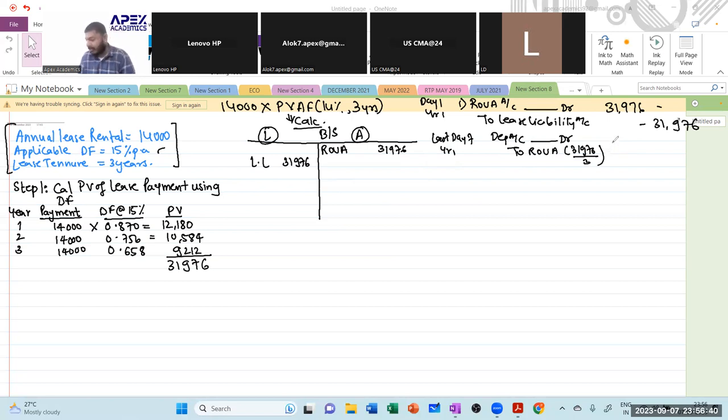I will take 10,659. Is that okay if I take 10,659? I'm rounding it off. I'm making partitions here because the depreciation will be given every year.